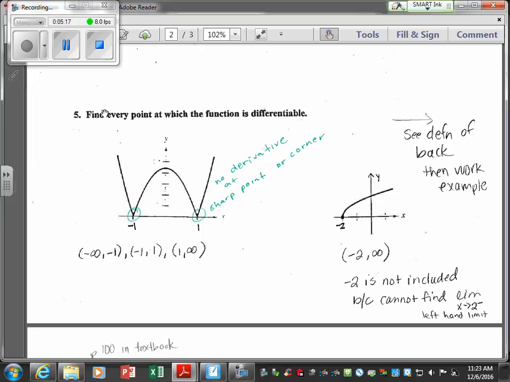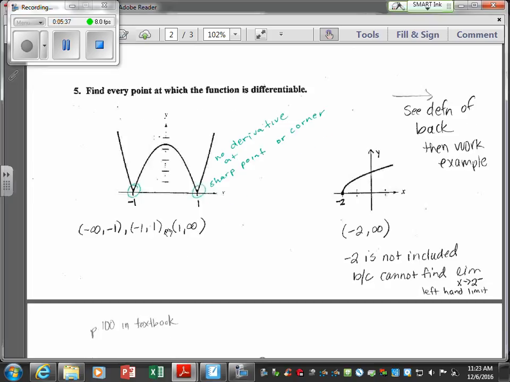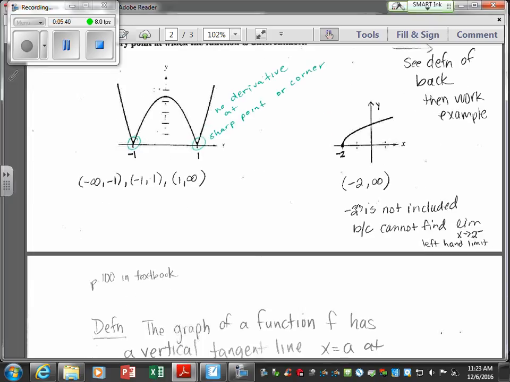So it says find the points in which the function is differentiable. So it's differentiable everywhere but here and here. Interval notation to explain that is negative infinity to -1, union -1 to 1, union 1 to infinity. Actually not union, those are particular points only. Alright, and then here, negative 2 is not included, so it's not a bracket at -2, because can you find the left hand of that? No, it's not there. You remember the left and the right. So because you can't see it from the left, then not.